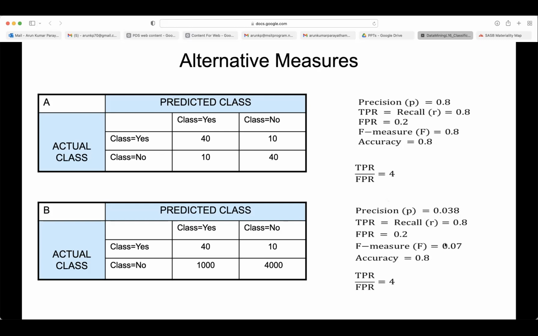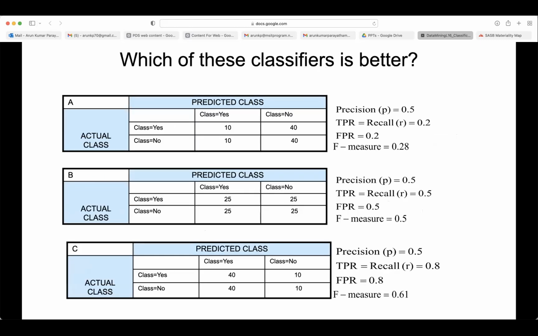But what is the difference here? F measure, right? In the first case you got 0.8. In the second case, you got 0.07 only. Why did you get a very small F measure of 0.07 here? Precision is very low. So even though recall is very high, that drags the F measure down to a very small value.